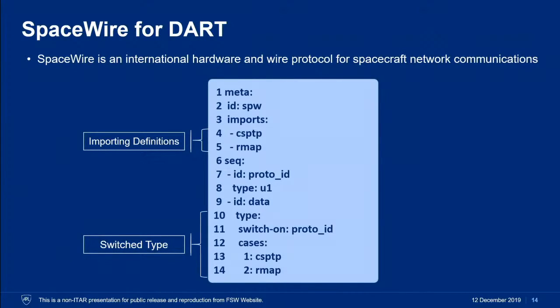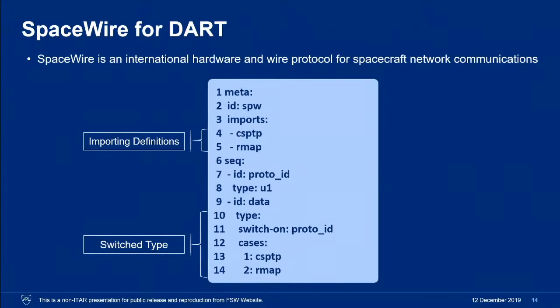After that, we import 2 definitions. So CSPTP: the Consultative Committee for Space Data Systems, that's CCSDS, defined a packet transfer protocol, which is the PTP. And that is an imported definition, meaning there is another KSY file that this one is bringing into it. And we'll come back to that in a minute. RMAP is also a defined protocol that most of the room is probably familiar with, the Remote Memory Access Protocol, which is used to read and write to registers on various different devices. And so these are both imported.